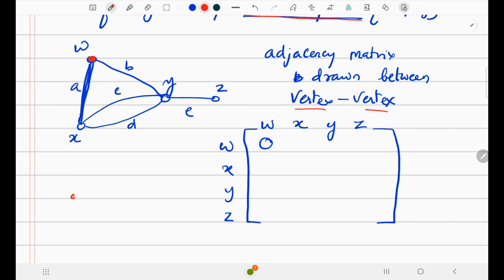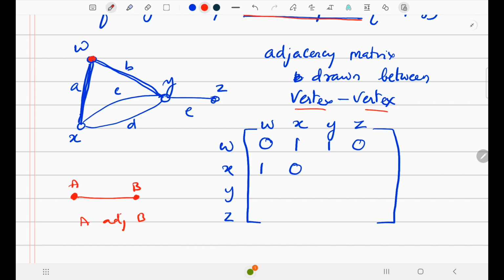That means if any vertex has a direct link to another, suppose A and B, we can say A is adjacent to B. Similarly, W is adjacent to X, so 1. Also, W is adjacent to Y. There is a direct link between W and Y, and W is not adjacent to Z, so 0. Similarly, X is adjacent to W. Yes, X is adjacent to W, and X is not adjacent to X.